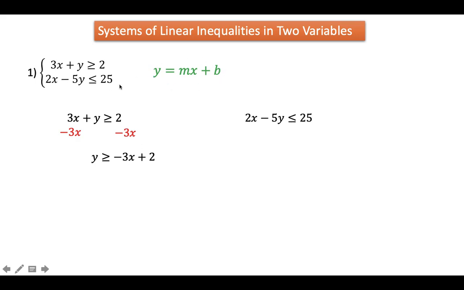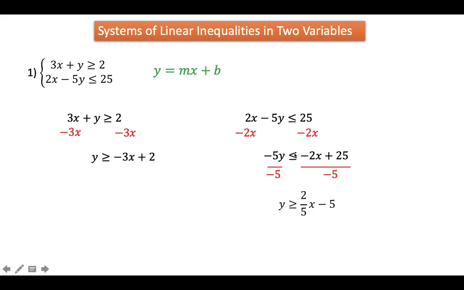So let's go to the second inequality. 2x minus 5y is less than or equal to 25. We want to isolate this y, so we'll start by adding negative 2x to both sides so that negative 5y is left here. Then write down negative 2x, then positive 25. Then lastly, divide both sides by negative 5 because we want y to be by itself. So this one is cancelled, y is left here.